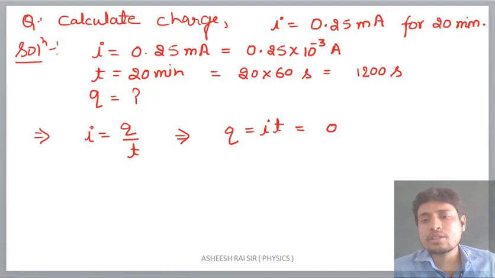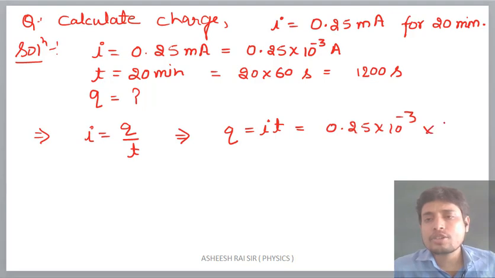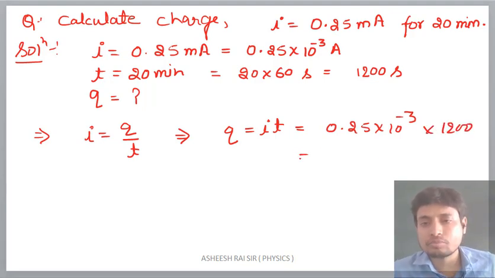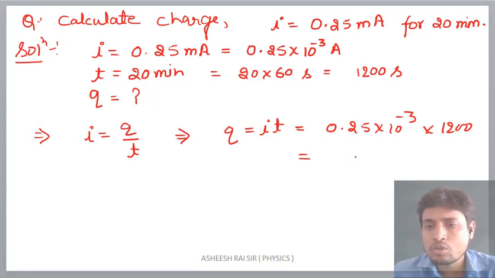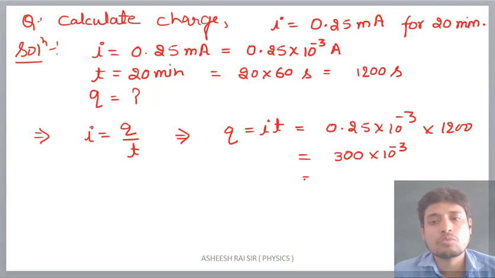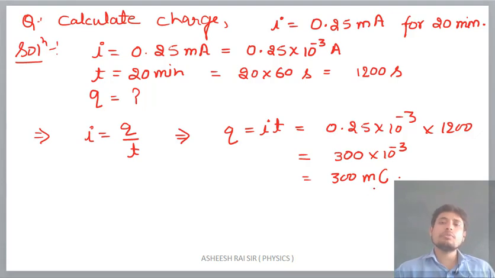I is 0.25 into 10 to the power minus 3 and time is 1200. Now multiply. It will be 0.3 coulomb, equal to 300 millicoulomb. This will be the amount of charge flowing in the circuit.